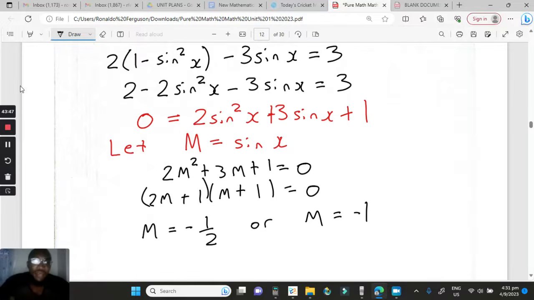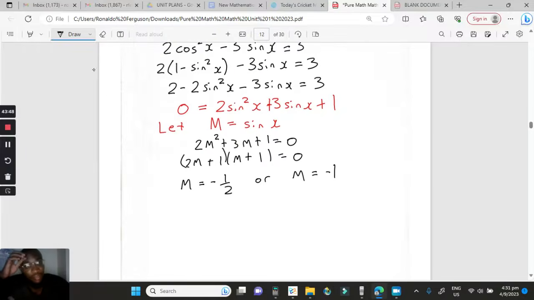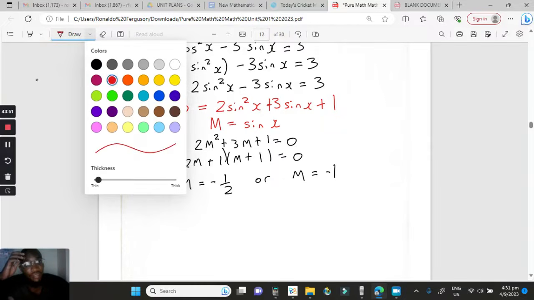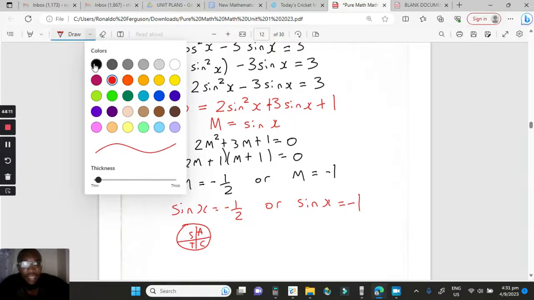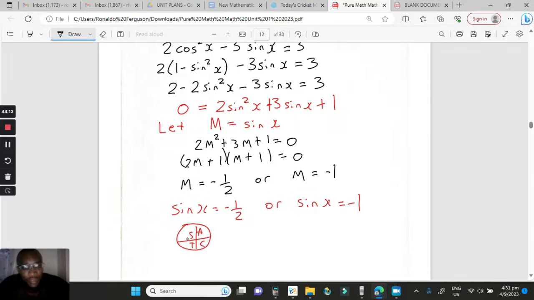But they didn't give you any variable called m. They gave you sine x. So you're going to have to resubstitute back m as sine x equal to negative half, or sine x being negative 1. Now, in this case now, we're going to solve for x. But remember your circle, right? Remember all school teachers care, right? And so in this case now, remember, since we're negative, we're at the bottom two.